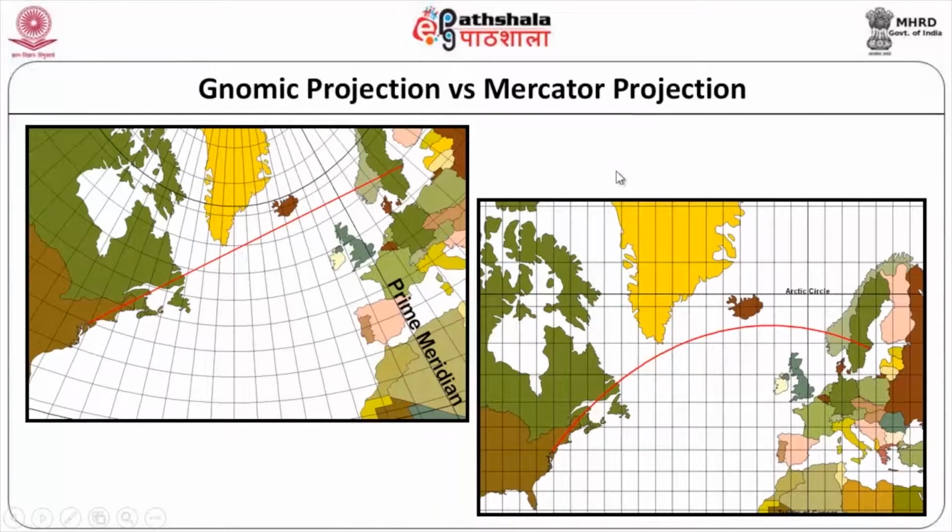When you compare the Mercator projection and the gnomonic projection, here it is a straight line, whereas in the Mercator projection it is a curved line from this point to this point. Of course, when you look at it as a globe, this may appear very correct, but still this is the ideal one. Gnomonic projection is the ideal one.